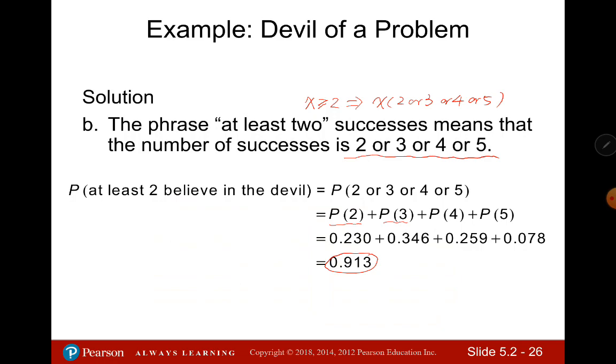Okay, so if it's not a single value, something like at least, 2 or more, at most, no more than, that means it's not a single value. We need to find all the possible values and find the corresponding probabilities, and add them together to get the sum. The sum is the probability we need.